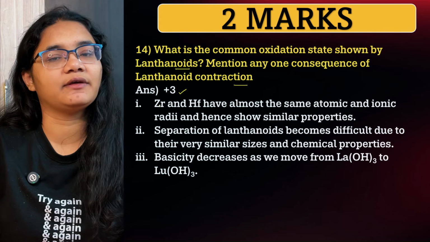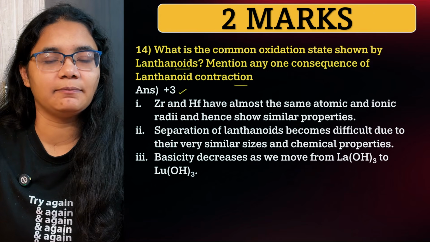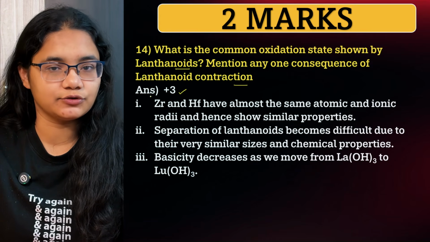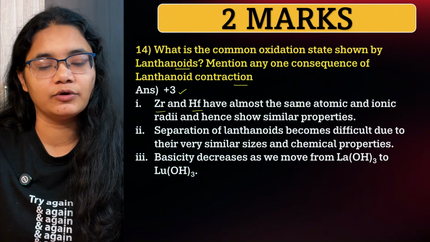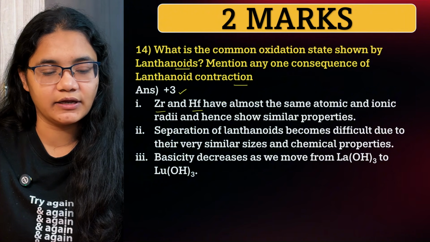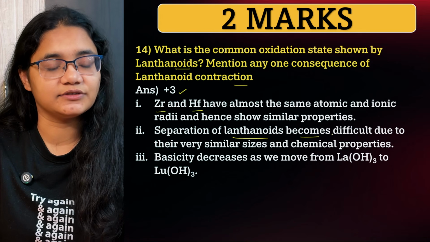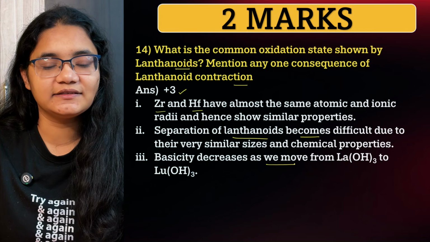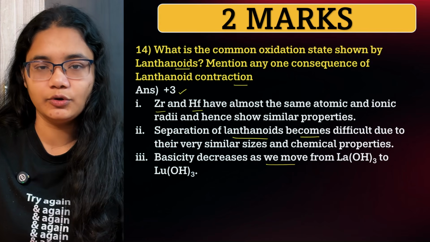This question is very important and is repeated almost in every paper. So the consequences, you should remember properly. Zirconium and hafnium have the same atomic and ionic radii. Separation of lanthanides becomes difficult due to the similar size. Basicity decreases as we move from lanthanum to lutetium.